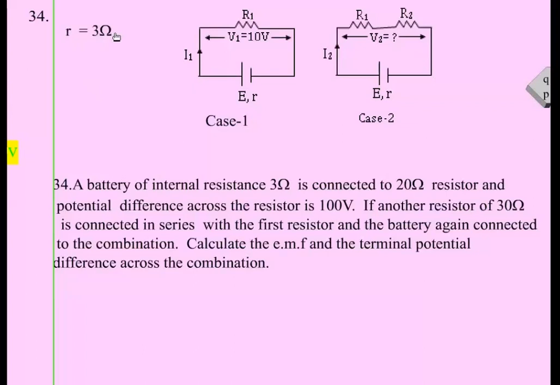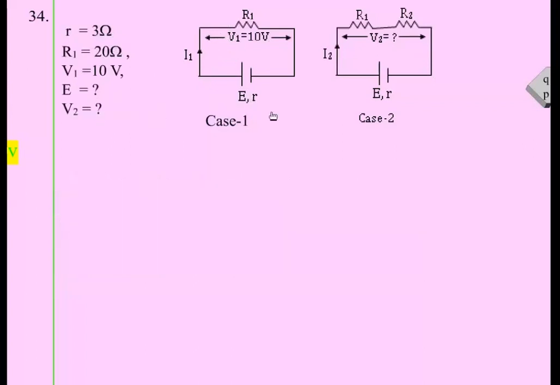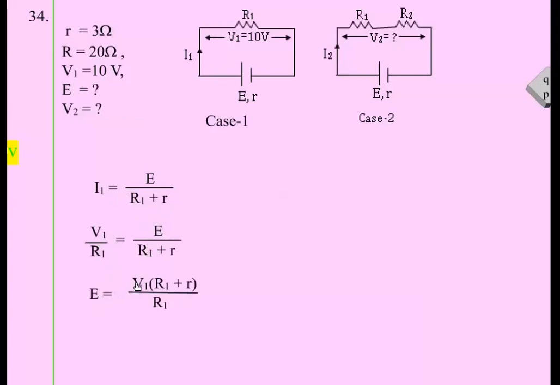So here internal resistance r is 3 ohm, the resistance R1 is 20, V1, this voltage, is 10, E, the EMF, is what, and V2 across this, the terminal potential difference, we have to calculate. So we know I is equal to E divided by R1 plus r, but according to Ohm's law, I1 is equal to V1 by R1.